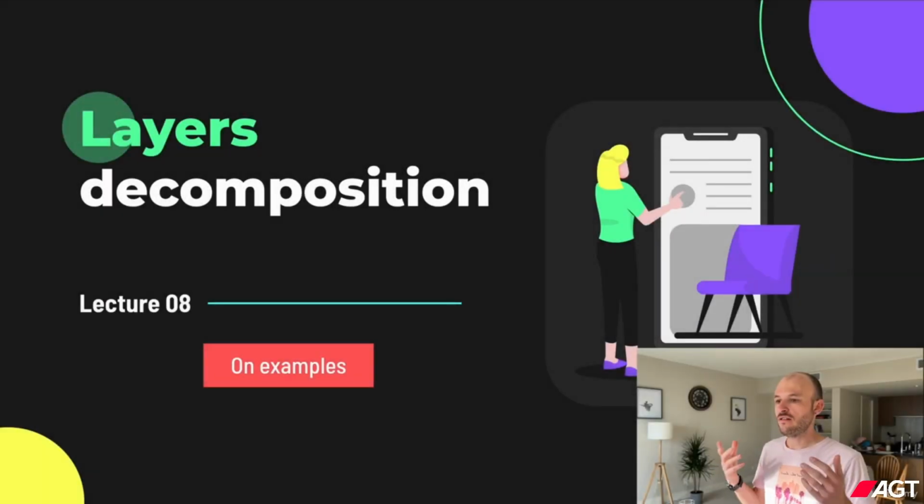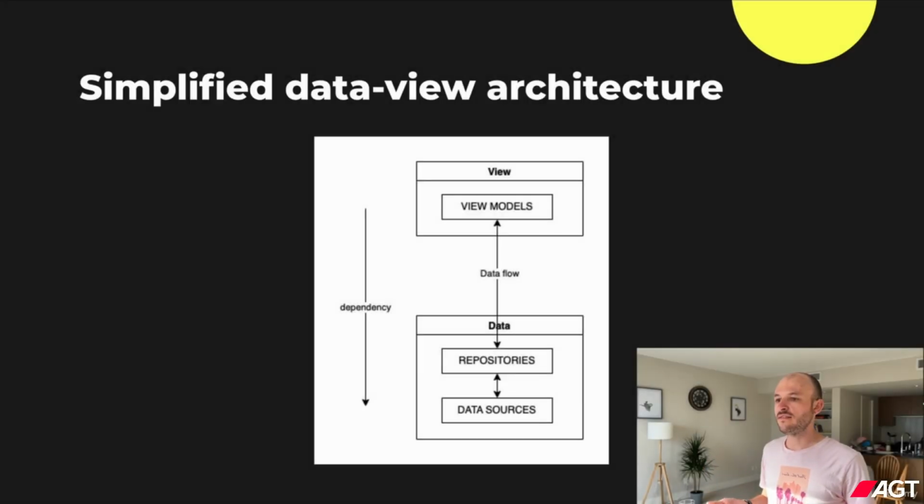See you there. Welcome to the lecture on layers decomposition. In this lecture, I'll show what the evolution of layers may look like on your project. We'll start from the easiest case described in the previous lecture, data and view layers, and proceed to more complex cases. So let's get started. In most cases, in the early stage, your architecture should be as simple as possible. That's why it's a good idea to have only 2 layers at first.